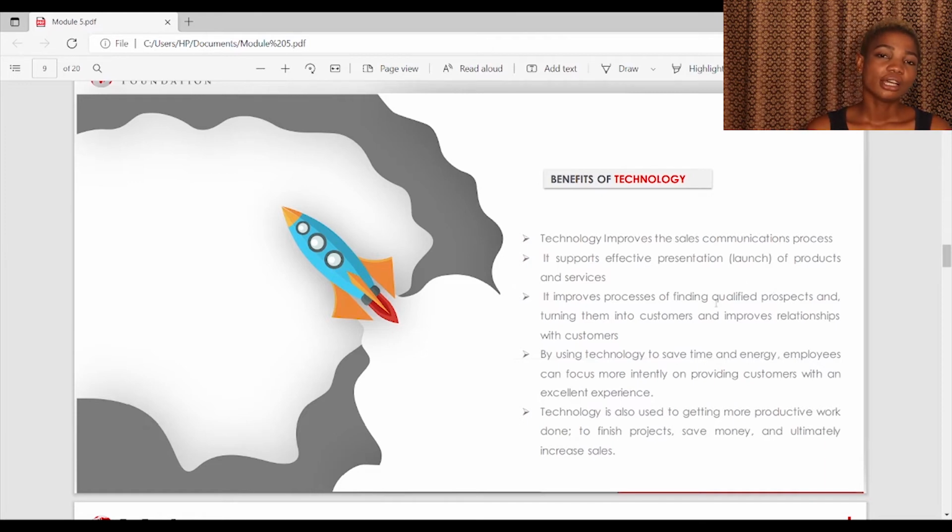And it can also help you improve on your relationship with your customers. By using technologies to save time and energy, employees can focus more intently on providing customers with an excellent experience. Of course, you can actually use that. Many of us had to call MTN. If you're the one that uses MTN, you call them a lot, and they satisfy you at the end of the day. They get your job done for you. Instead of you having to have issues and decide to say, I want to go to their office to sort out some issues, you can literally do that through the internet, which is technology.